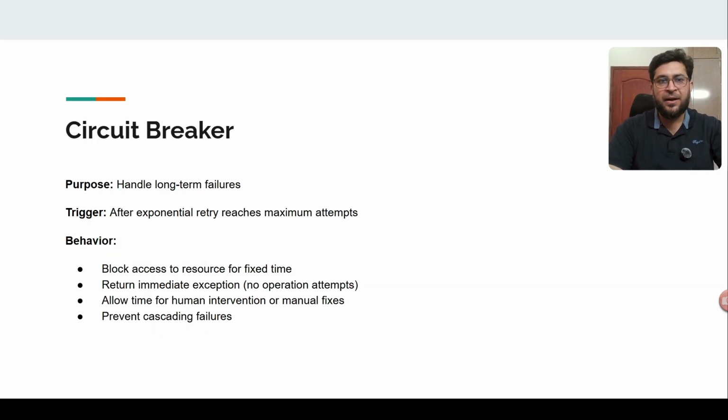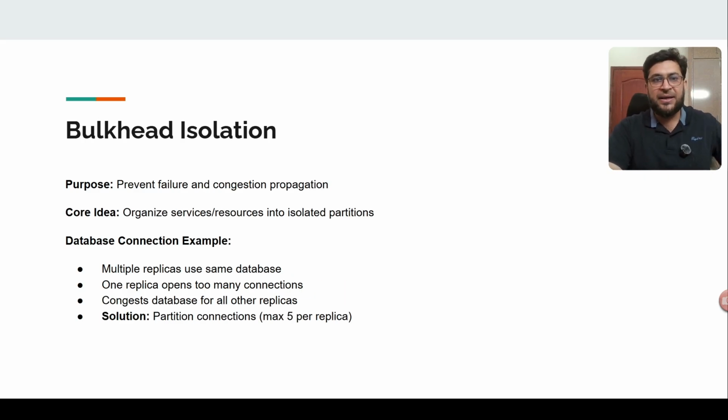The second one is the circuit breaker. When exponential retry reaches its maximum, in that scenario we use the circuit breaker. We can block access to a resource for a fixed amount of time and return an immediate exception, allowing time for human intervention or manual fixes. The circuit breaker also prevents cascading failure. And the third one is bulkhead isolation, which prevents failure and congestion propagation.